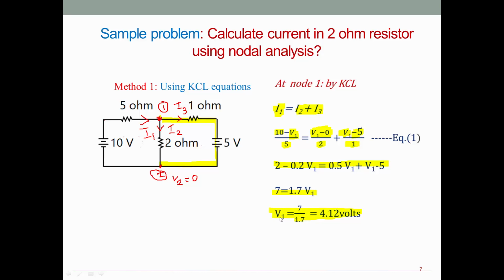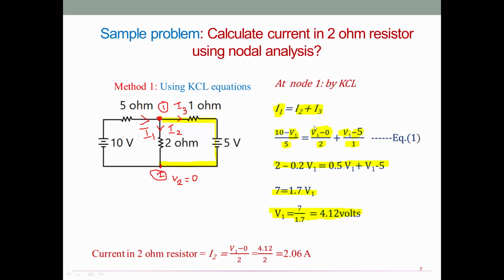Once you find the node voltages, in fact in this problem I have only 2 node voltages, namely V1 and V2. Among this, V2 is already assumed to be 0, so it is enough to calculate V1, that is 4.12 volt. Now calculate current in the 2 ohm resistor. The 2 ohm resistor is here. What is the current flow in the 2 ohm resistor? I2. Find out the I2 equation.